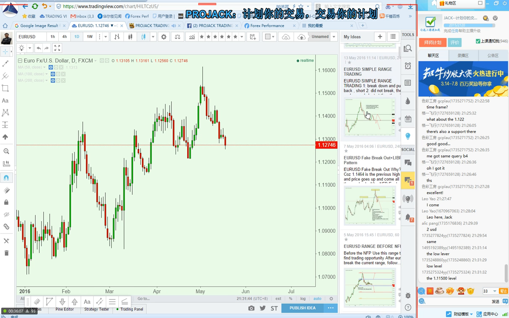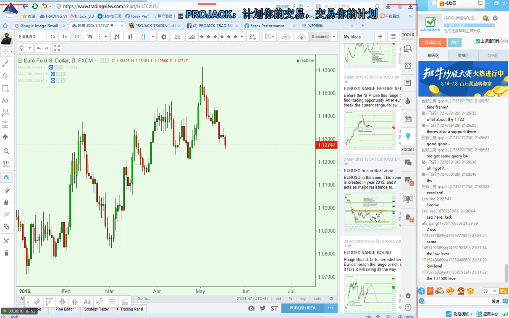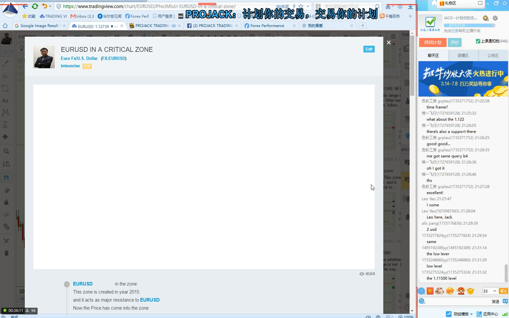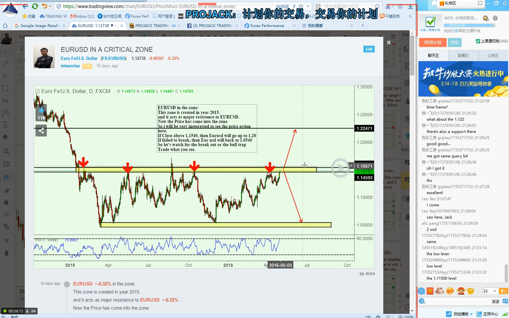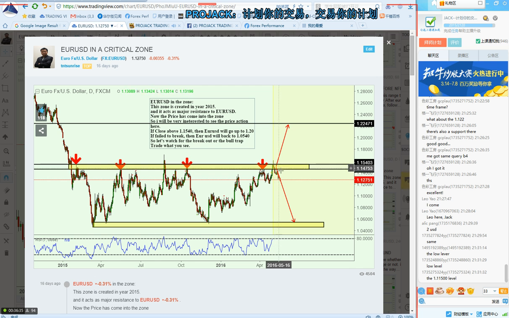I think you guys can follow my TradingView. This is the weekly chart I did for euro. You can see here previously 1.1540 to 1.1460. This level is a very good level to hold the euro: it comes up, rejects, comes up, rejects, and then it comes up again and rejects. So in the big picture, the euro already comes back to the zone, and it maybe goes to 1.05. That's possible.